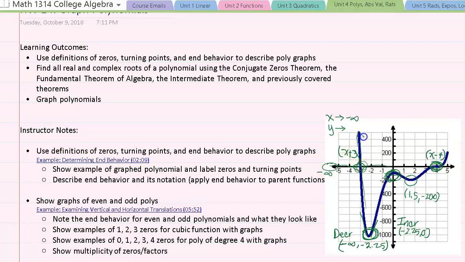we see that the y values on the graph are approaching positive infinity. So we write this as x approaches negative infinity, y approaches positive infinity. Now let's take a look on the right side of the graph as x approaches positive infinity, and we ask, what are the y values doing? From the graph, we see that as x approaches positive infinity, the y values are approaching positive infinity.